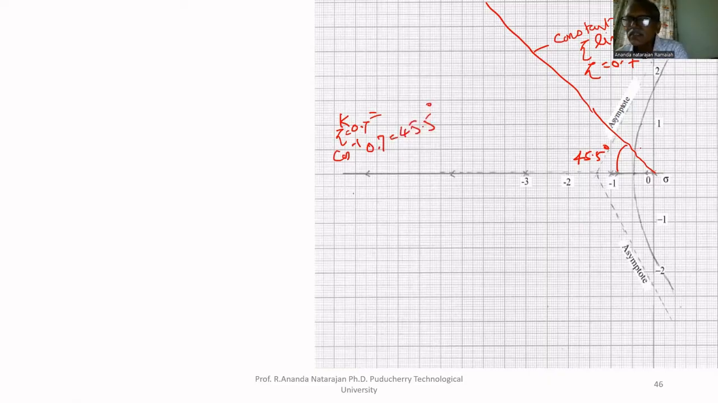So this intersects the root locus at A. We have to find the length from A to all poles. This is P1, this is P2, this is P3. All poles, no zeros, that's why only poles. The length equals AP1, AP2, AP3. If you know all these lengths, we can find the value of k.